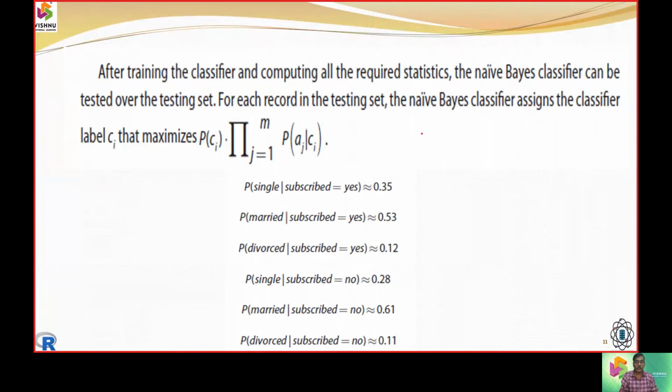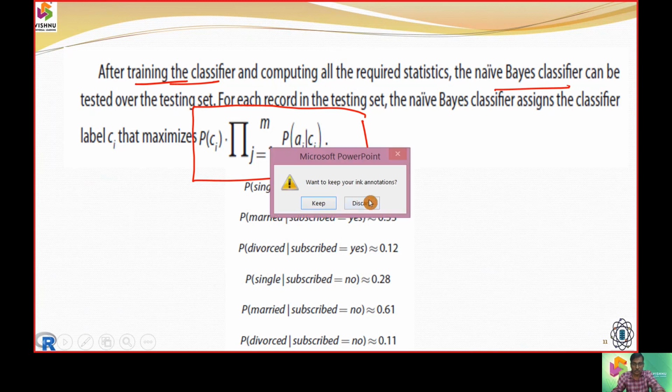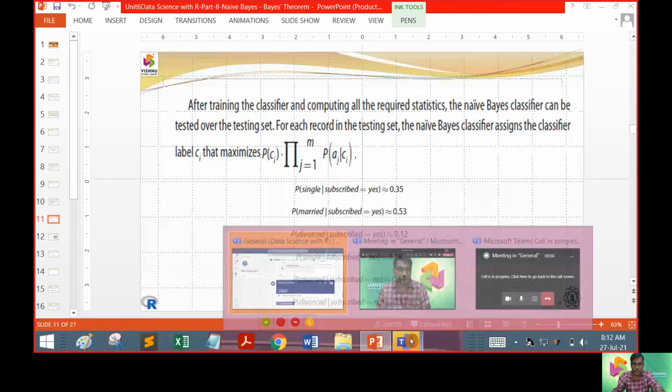So let us see an example of the training set content. In this training set we are now working with a naive Bayes classifier. We are going to work with a generic equation, that is the probability of class Ci, from the product over j equals 1 to some number of values.